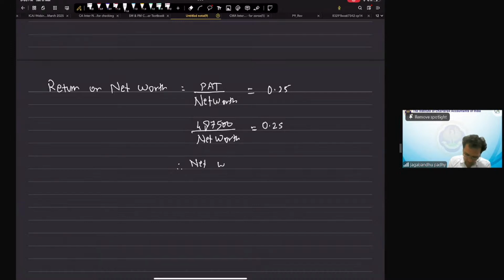You can say net worth is 4,87,500 divided by 0.25, which is 19 lakh 50,000. Right. So net worth is 19 lakh 50,000.